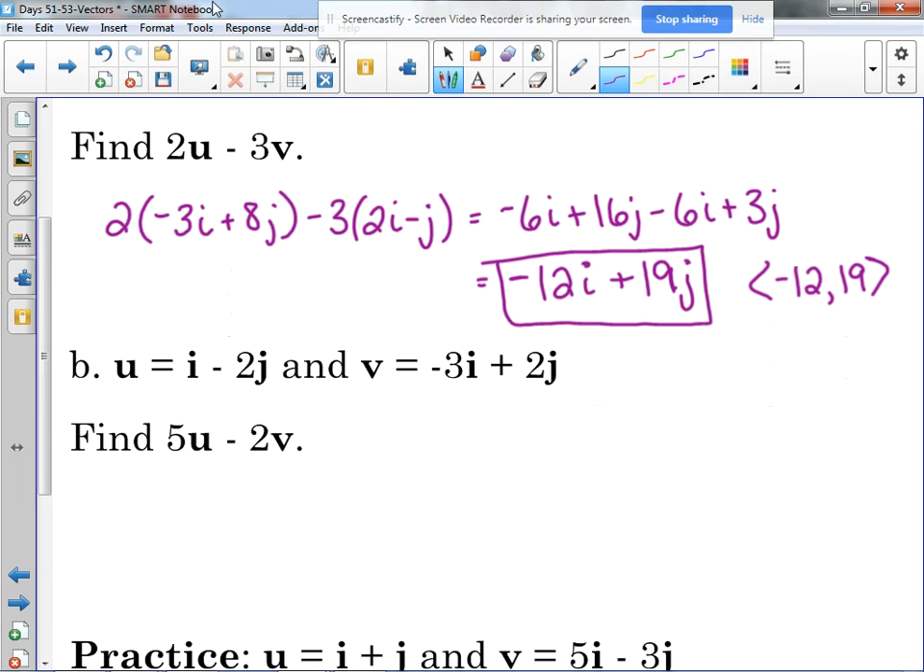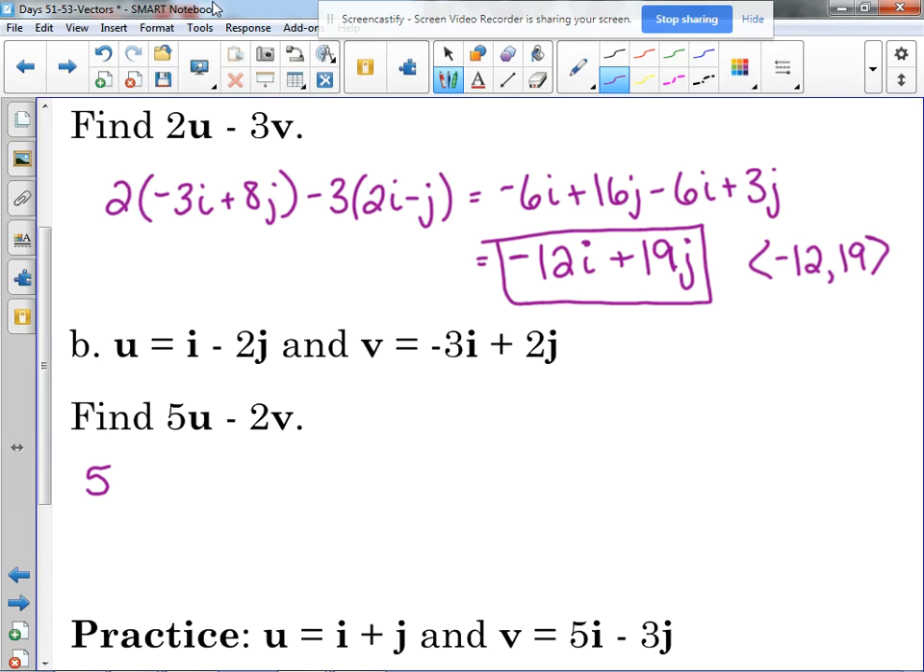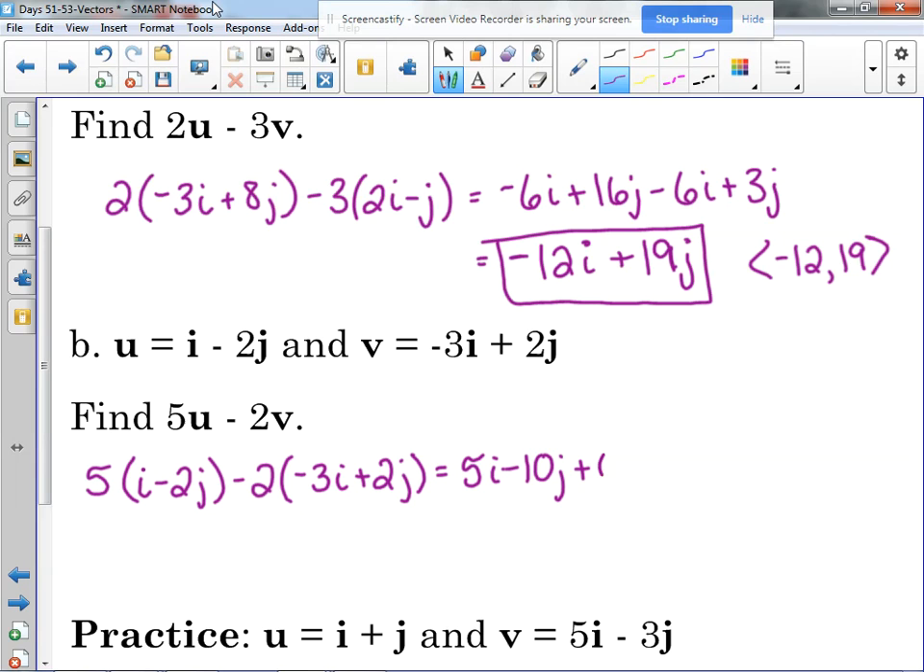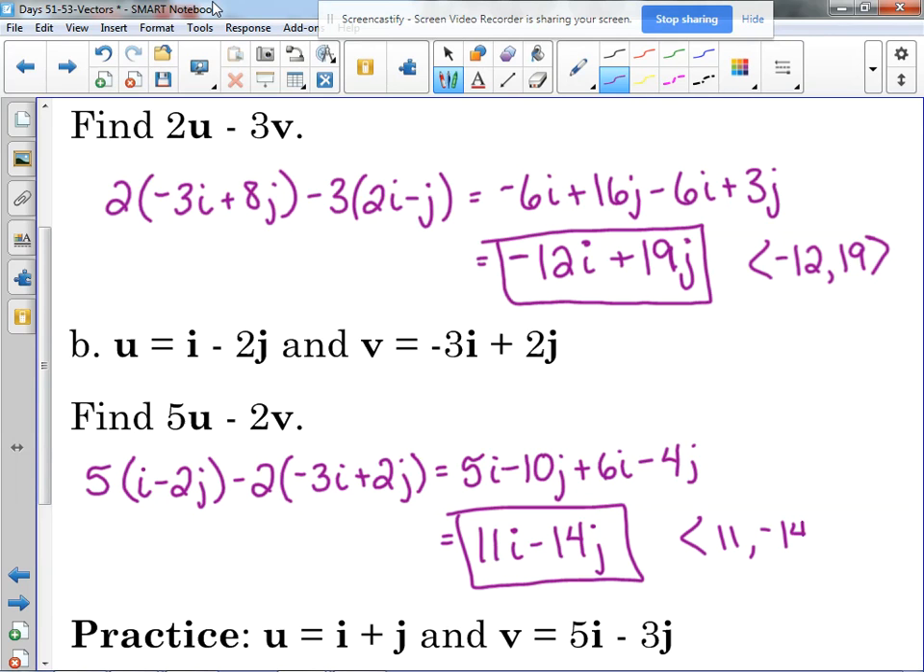All right, let's do another one. Example B, we've got 5 times u this time, so 5 times i minus 2j, minus 2 times v, negative 3i plus 2j. Distribute the 5, 5i minus 10j, distribute the negative 2, positive 6i minus 4j, combine like terms, 11i minus 14j. So that's in unit vector form. In component form, that would be 11, negative 14.